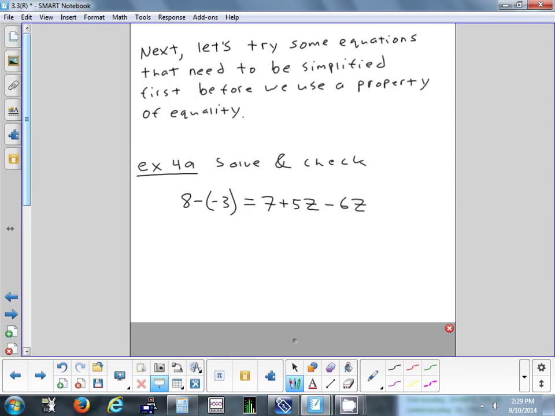Let me read the problem. It's 8 minus negative 3 equals 7 plus 5z minus 6z. If there wasn't a letter, you couldn't solve it. There's got to be a letter in there somewhere. So what's 8 minus negative 3?